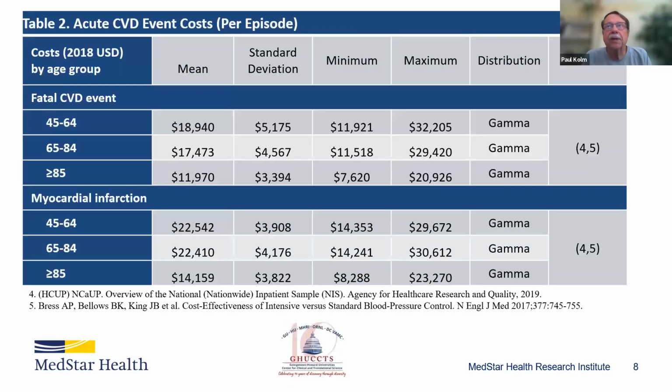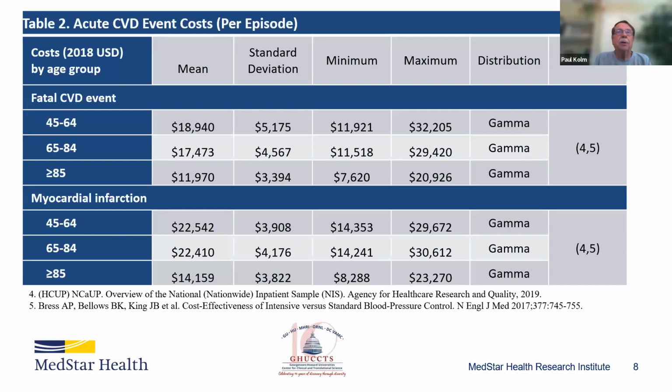And here's a more recent table of example of cost. These are 2018 costs, looking at just two examples. Here is a fatal cardiovascular event by age, and then a non-fatal myocardial infarction, again by age. And so what we use in the cost is the mean cost. I'll talk about that in a little bit.